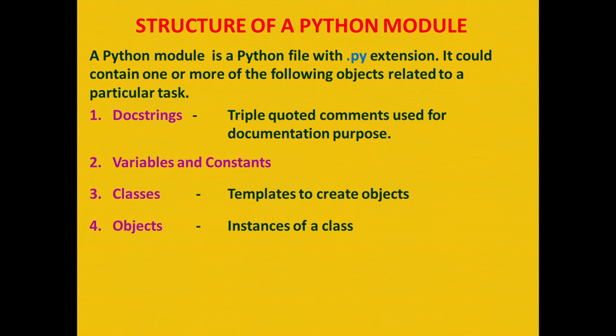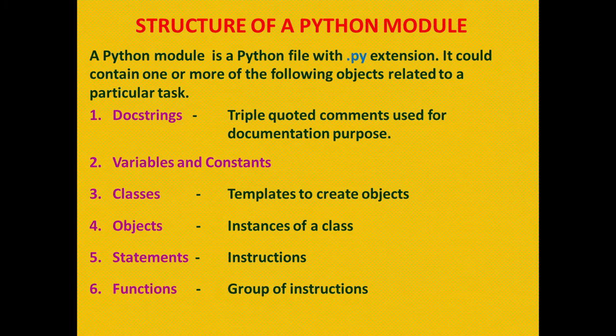Of course, objects are instances of a class. So for one particular class, we can create any number of objects. The next is, of course, statements. You are all familiar with statements. Those are the instructions that will instruct the Python interpreter to carry out a task. The next is functions. It's a block of code that will perform a complete task. And the functions can be called from the main program or from any other function.